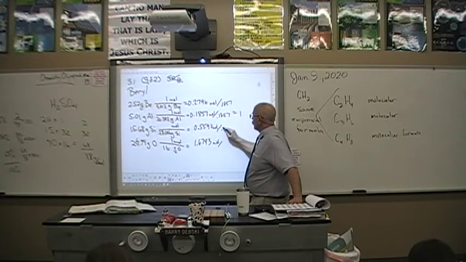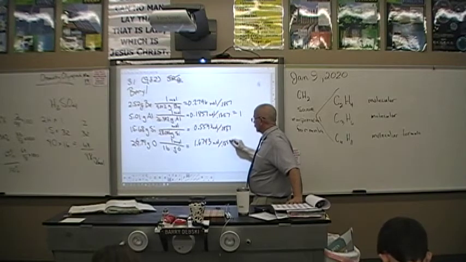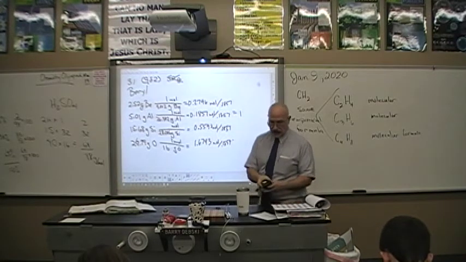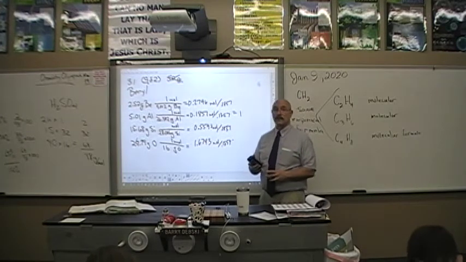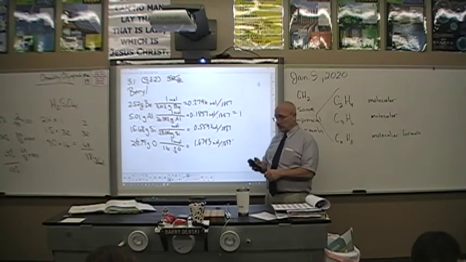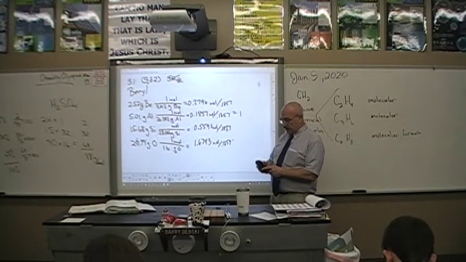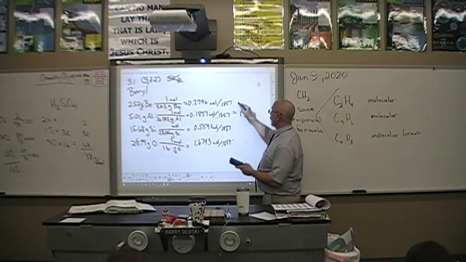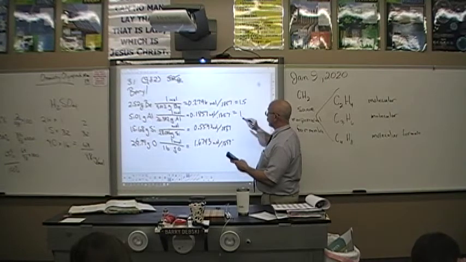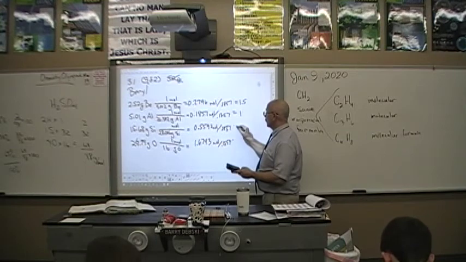0.1857. I didn't do this problem last period either, so if anybody's watching, you might want to watch both classes, period 1 and period 2. 0.2796 divided by 0.1857 equals 1.5. Ooh, I like that. Okay. We're looking really close to 1.5. Mine says 1.505.